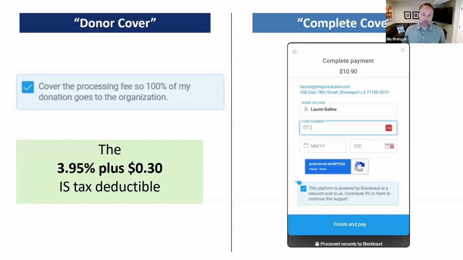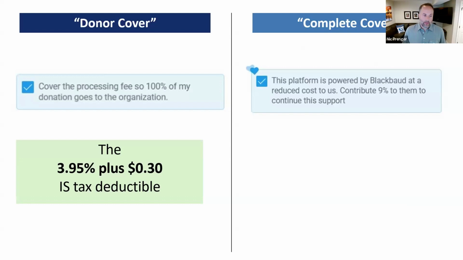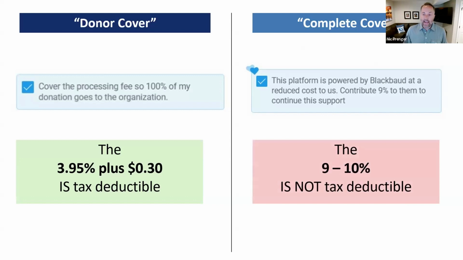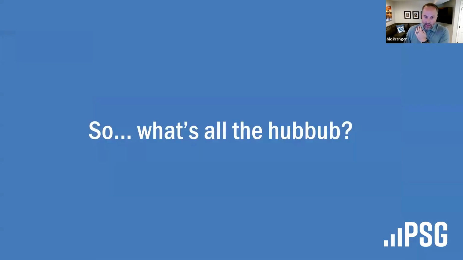Yep. So it is deductible. It goes to the organization. Complete cover reads a little different, right? It says this platform is powered by Blackbaud at reduced cost to us, the organization. Contribute 9% to them, to Blackbaud, right, to continue the support. That is not tax deductible, correct? Correct. Okay. That is a payment to a for-profit organization like Walmart or authorize.net or whatever. Yep. Got it.